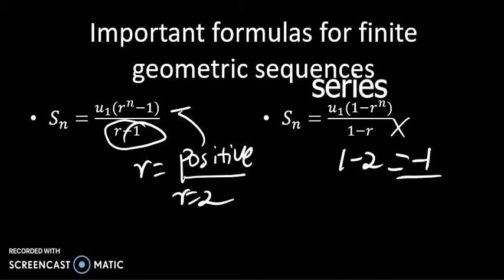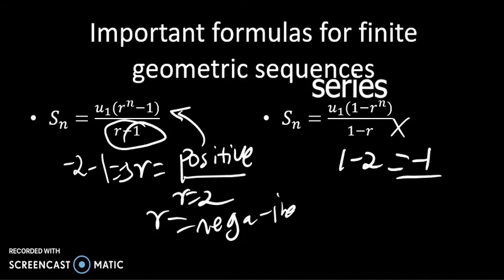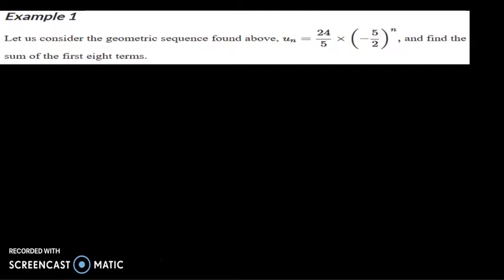So instead use this. Say your r is negative, and if you use the other formula, it will make it more negative. For example, r is minus 2, 1 minus minus 2, that's 3. But if you put it here, it will become minus 3. So that's how you differentiate between these formulas. Otherwise they're the same. So let's do our first example.